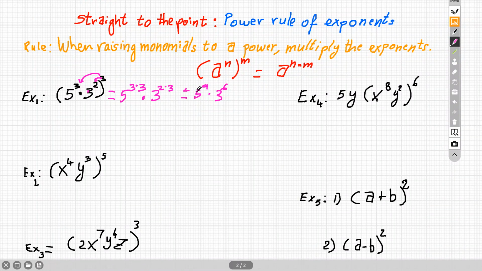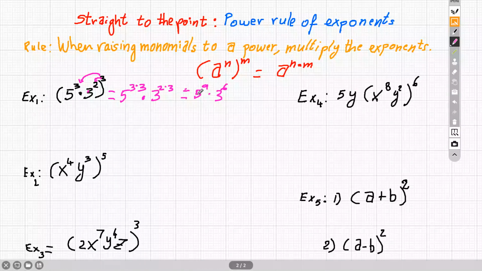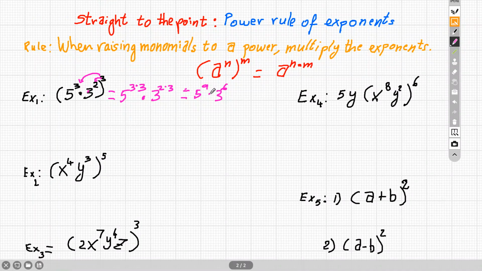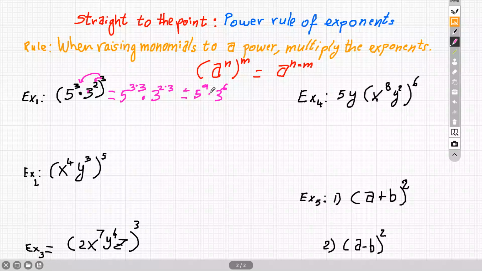Now, I could go further, but 5 to the power of 9 times 5 to the power of 6 is a huge number. It's over 100 million. So it's actually simpler to just leave it this way. So I'm going to stop here. Okay. So let's go to example number 2.